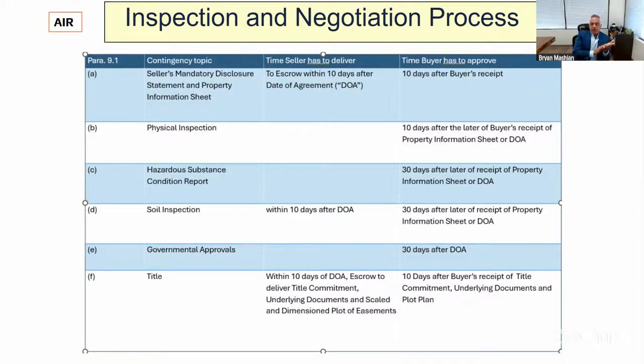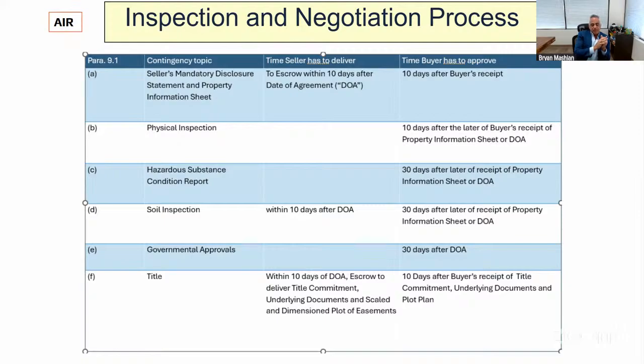The physical inspection in 9.1b doesn't even start till the buyer gets the property information sheet from the seller. So potentially, if the seller doesn't act properly and give the property information sheet to the buyer on day one, the buyer's physical inspection contingency is just continuing and getting longer and longer. Some of them, for example, the hazardous substance conditions report, the phase 1 environmental site assessment, start when the buyer receives the property information sheet or the date of agreement, and continue for 30 days.